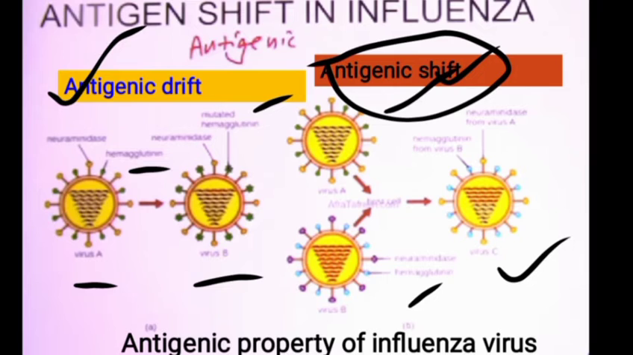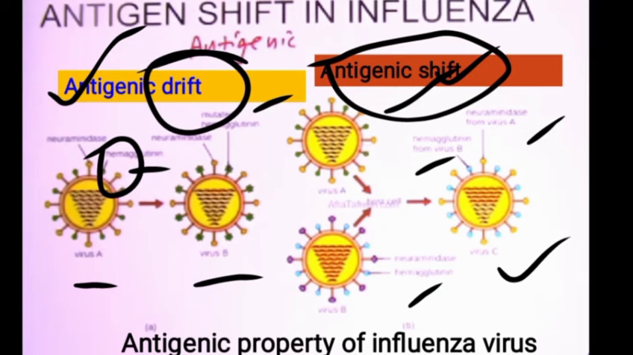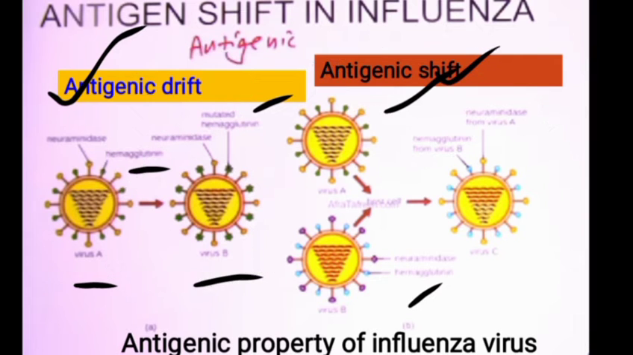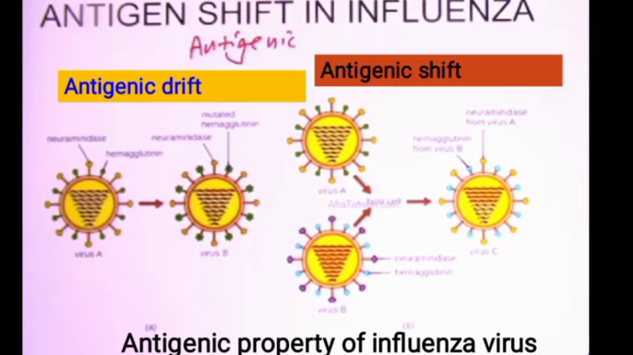So what is antigenic shift? Antigenic shift is the intermixing of virus A and virus B by changing both the neuraminidase and the hemagglutinin, forming a virus C, which is another type of morphology, and that is called antigenic shift. But in antigenic drift, only one component undergoes change, only a mutation at the hemagglutinin level, and that is called antigenic drift of the antigenic property of the influenza virus.